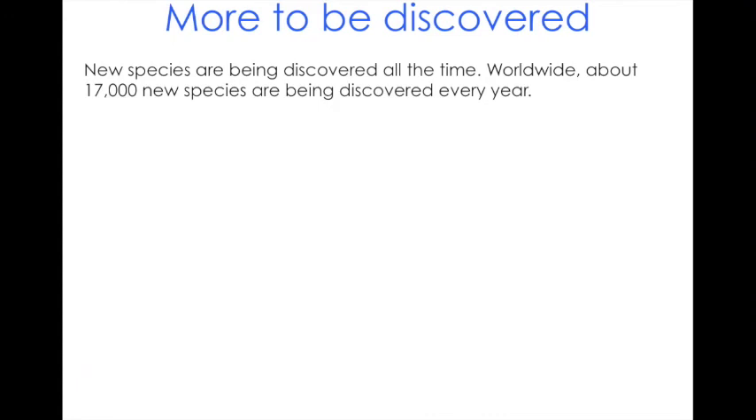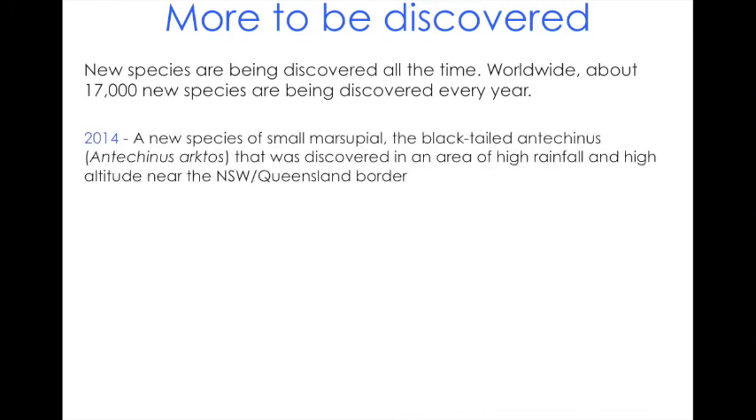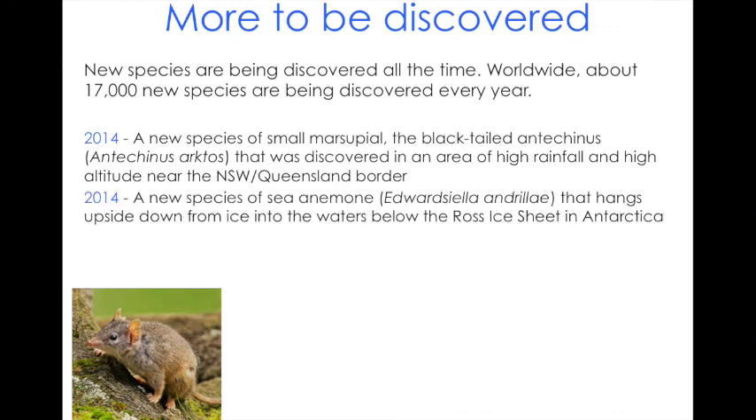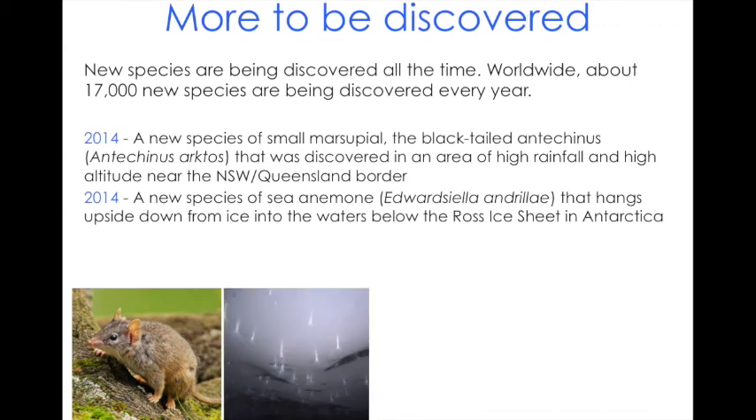Now, there's really a lot more to be discovered. When we talk about species, we're discovering new species all the time, and roughly about 17,000 new species are being discovered every year. A few examples: in 2004, they found a new species of small marsupial. The black-tailed Antechinus was discovered in the high altitudes of the New South Wales and Queensland border. In 2014, they found a new species of sea anemone that actually hangs upside down on ice. That was pretty cool. You get these random discoveries that they have never picked up before, but you can see they're just sticking on the upside down parts of ice.